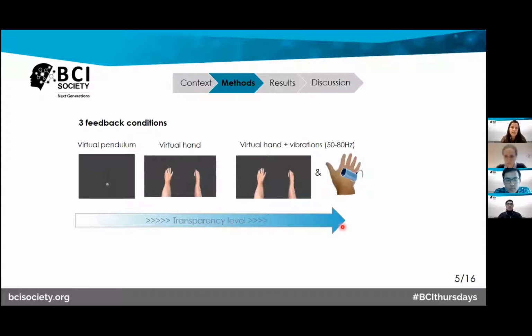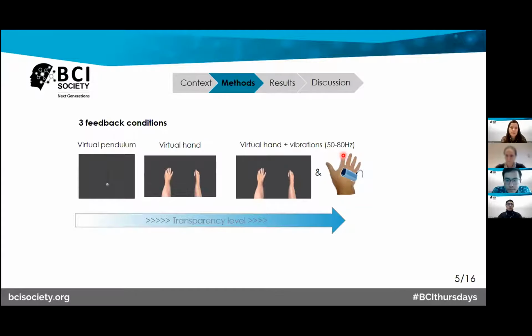So to test this, we designed 3 different feedback conditions with an assumed increasing transparency level. So the lowest transparency feedback was a virtual pendulum. Then we designed a virtual hand that reproduced the movements imagined by the participants. And finally, we designed the third condition where we added motor illusion vibrations to the hand of the participant. So this made him feel like he was really performing the movements he was imagining.